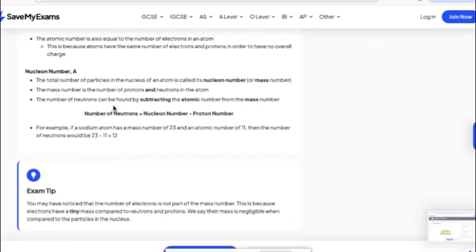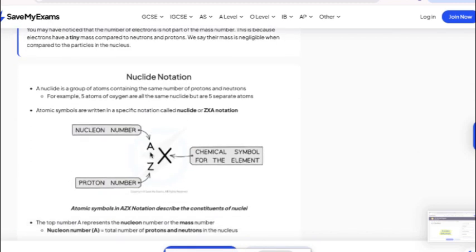The number of neutrons can be found by subtracting the atomic number from the mass number, which is the formula I wrote just now. Number of neutrons is equal to the nucleon number minus the proton number, which means A minus Z. Is that okay? So let's go to nuclear notation.